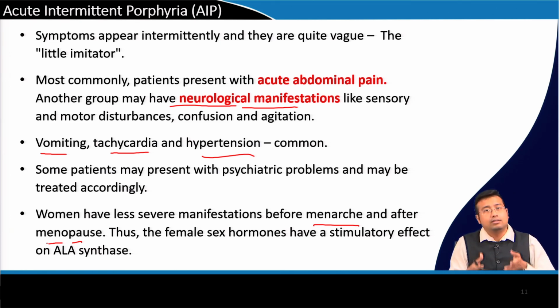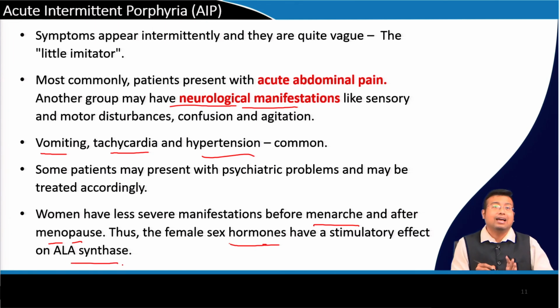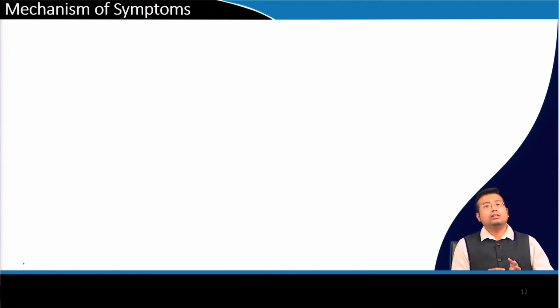So, there have been research articles that have tried to document, gained inference, that female sex hormones have a stimulatory effect on the rate limiting enzyme, that is ALA synthase, right. It is because we are having increased activity of ALA synthase, therefore, when ultimately the block is there, the products will accumulate. Okay. So, what is the mechanism of these symptoms? How does a simple block in the enzyme hydroxymethylbilane synthase lead to all these symptoms?